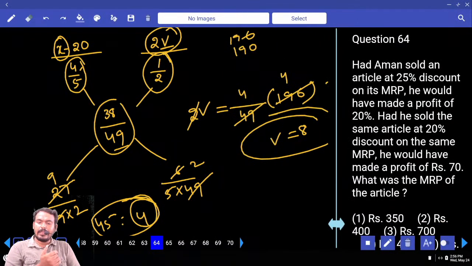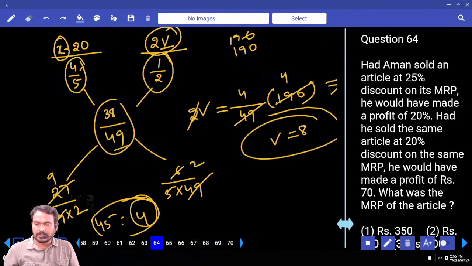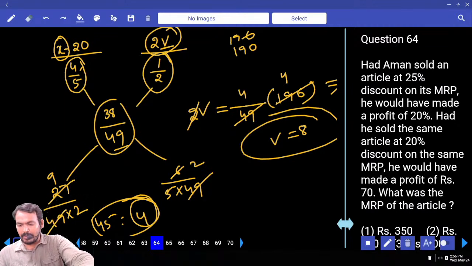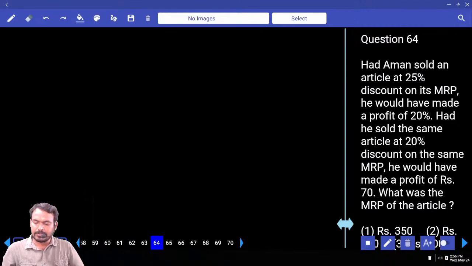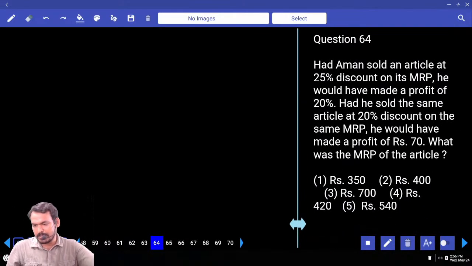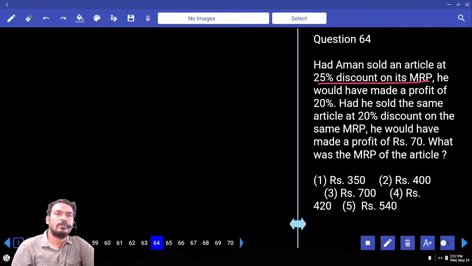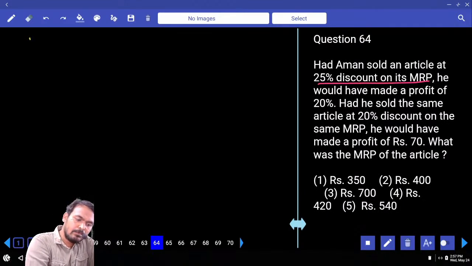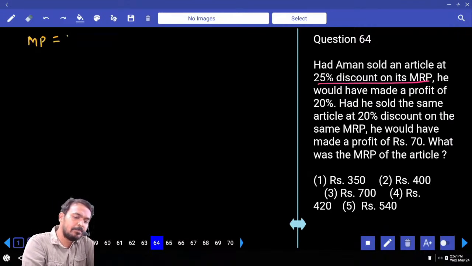Had Aman sold an article at 25% discount on its MRP, he would have made a profit of 20%. Had he sold the same article at 20% discount on the same MRP, he would have made a profit of 70. What was the market price of the article? What is the discount percentage here? 25%. Means market price is 8 parts, selling price 6 parts.